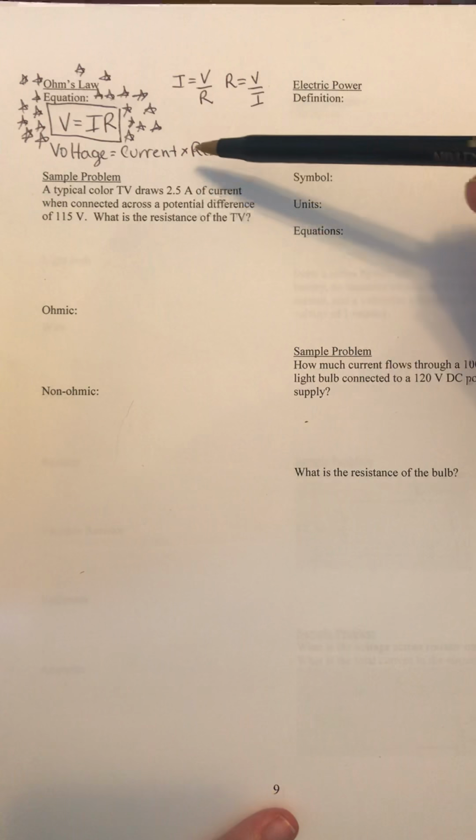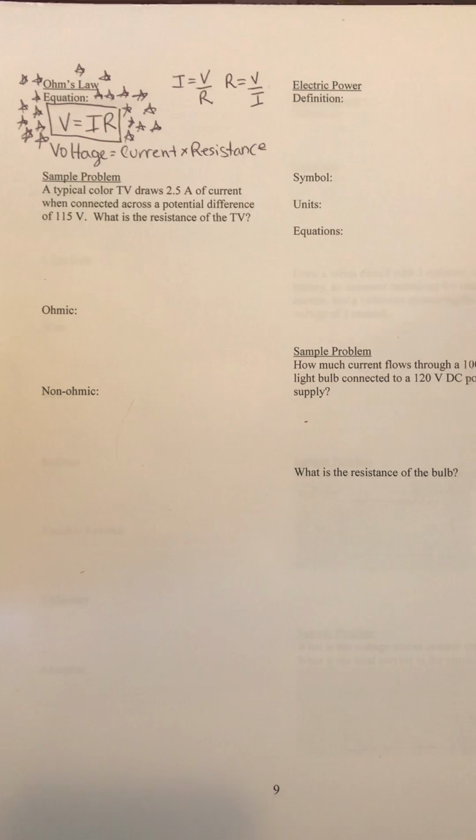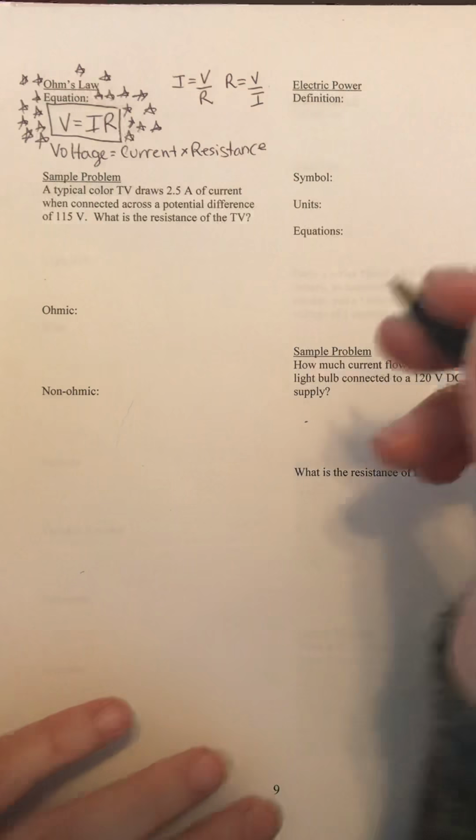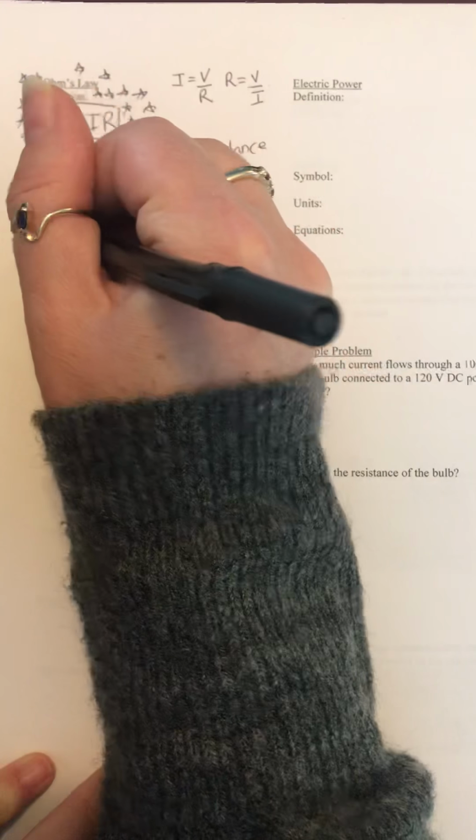All right, so if we take a look at this problem here, this problem says, a typical color TV draws 2.5 amps of current when connected across a potential difference of 115 volts. What is the resistance of the TV? Okay, so what are we looking for here? Well, we're looking for the resistance. So in this case, R is our question mark.